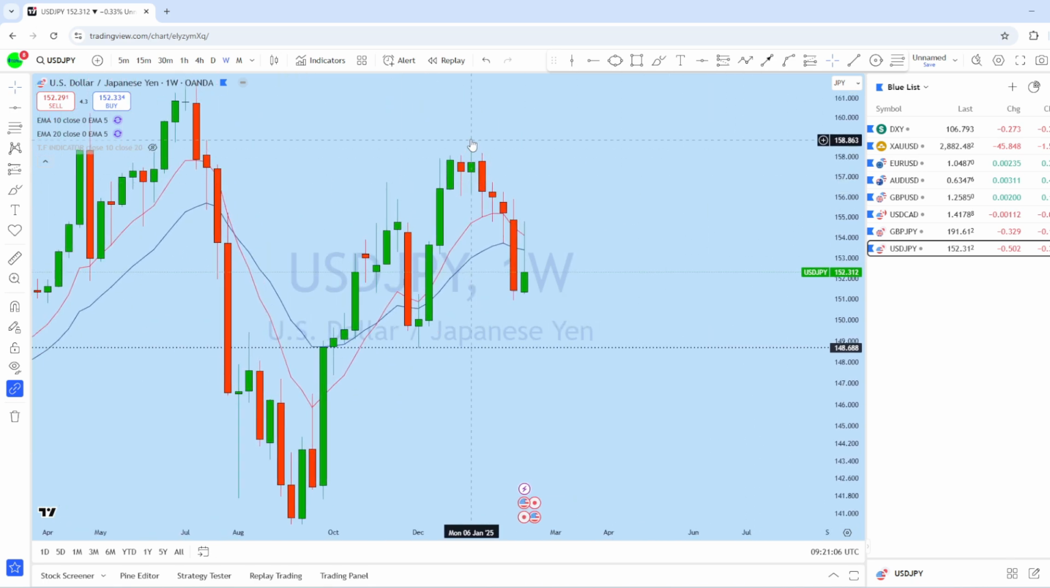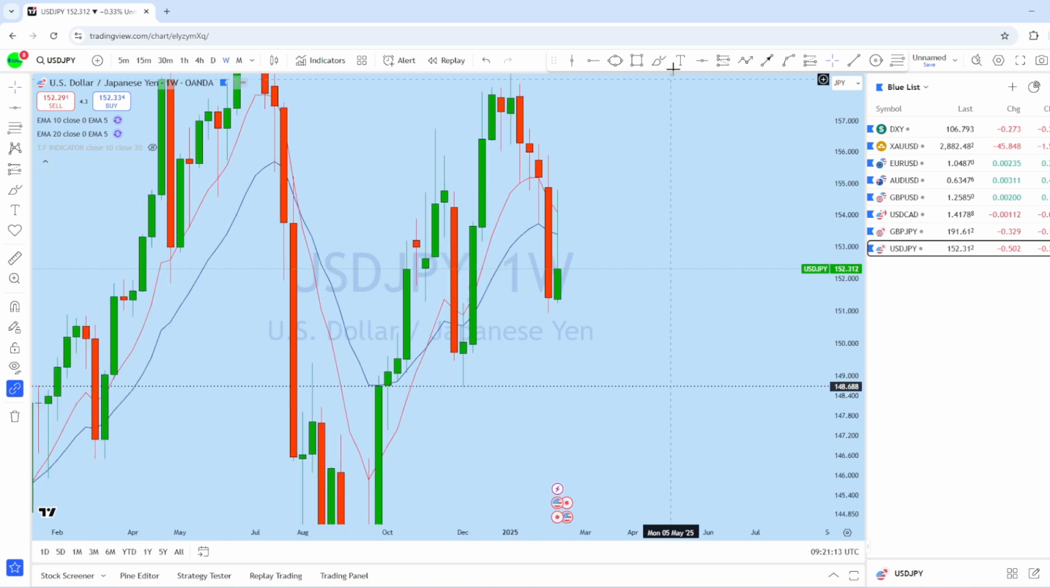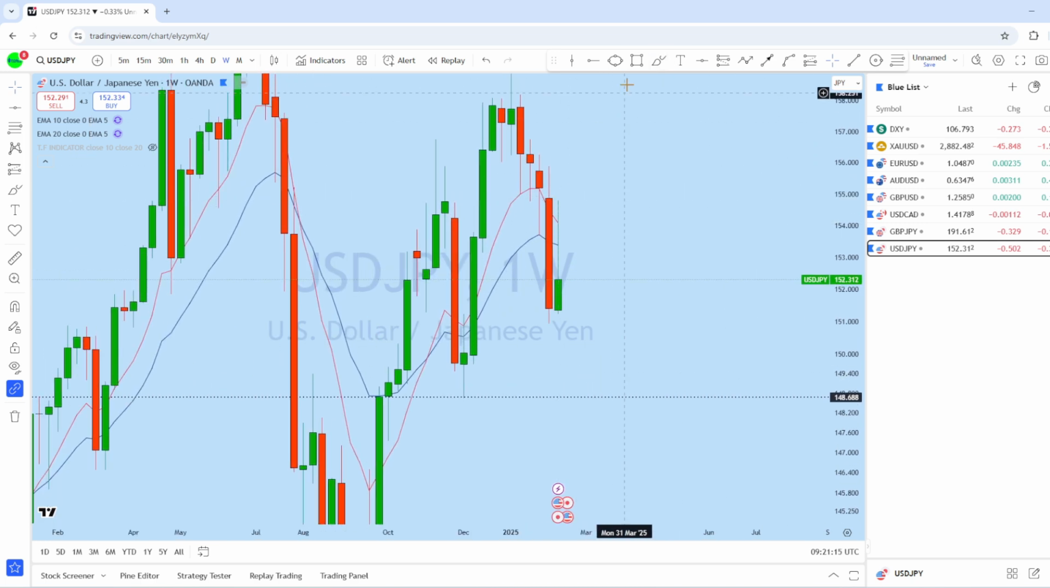Now if we look at the weekly perspective on dollar yen, we can see that this is a huge drop on the weekly, followed by a long wick candle, and that long wick candle is also a strong rejection in that market, expecting dollar yen to drop again to the support level. We could see dollar yen coming back here to create a new lower low.